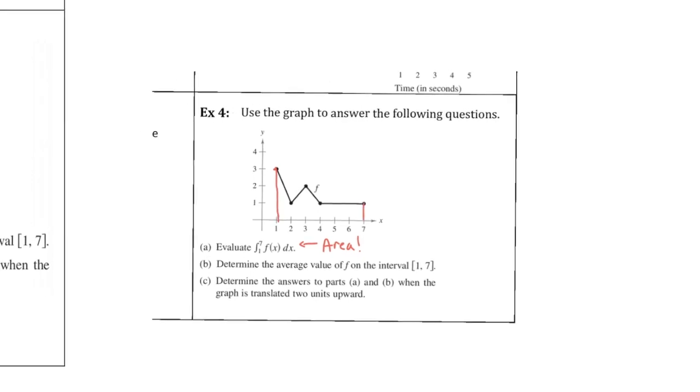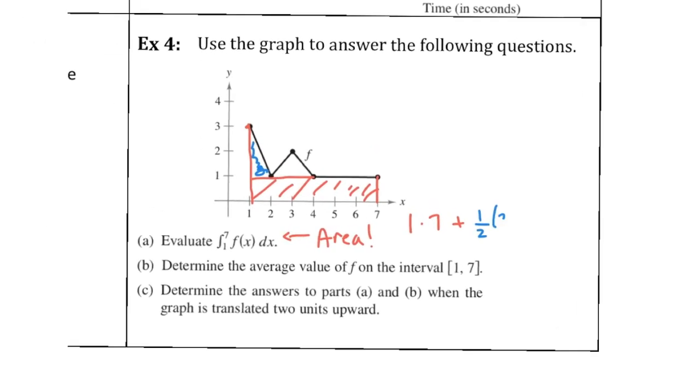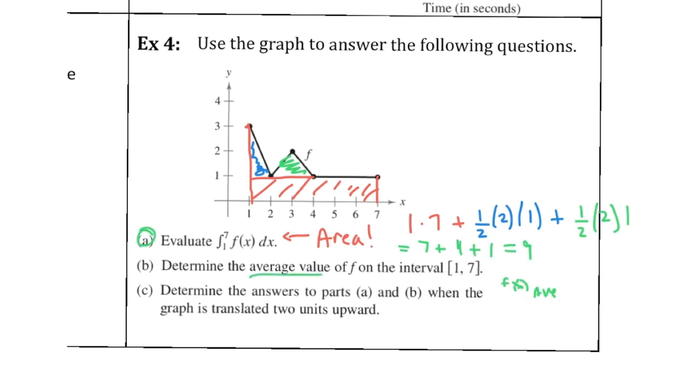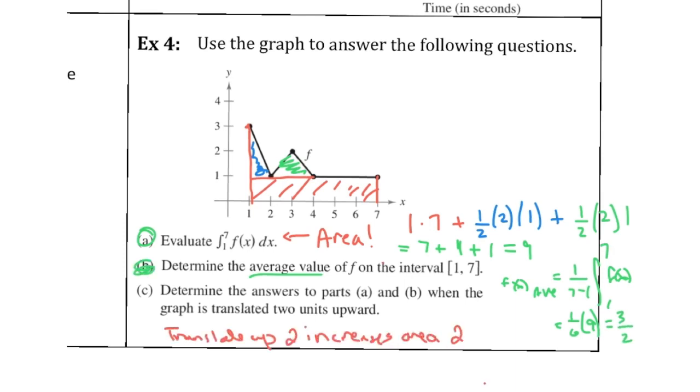So the last question on this page is asking you to evaluate an integral, but that of course is area. Bust the problem into different shapes so that you can find the exact area. To determine the average value, it's the integral from 1 to 7 multiplied by 1 over b minus a. Then you can determine the parts a and b when the graph is translated up 2 units. So if you're translated up 2 units, you're going to have a larger area, which will be 2 by 7, and that's 14. Add 14 to your answer, and you are set.